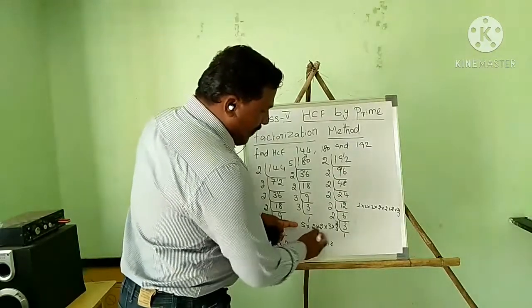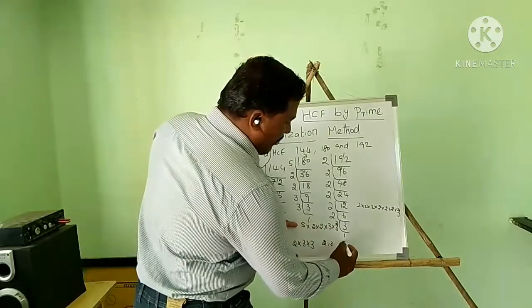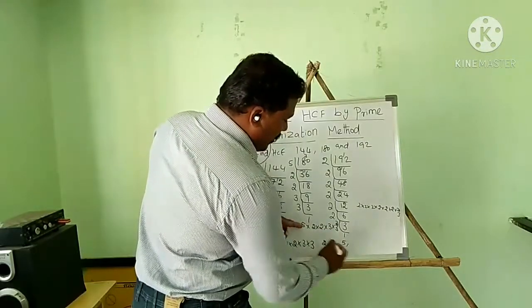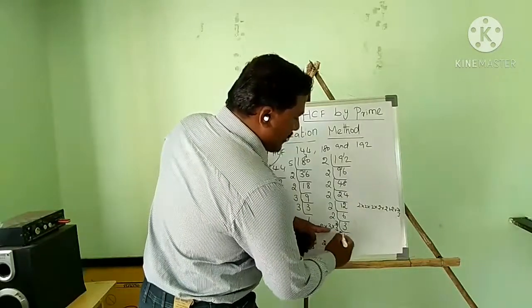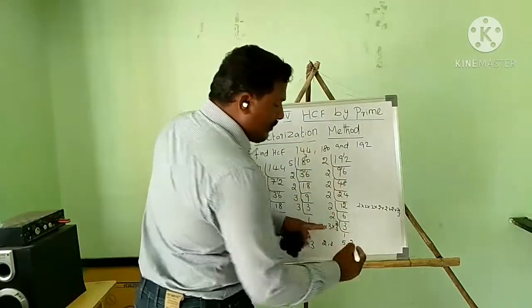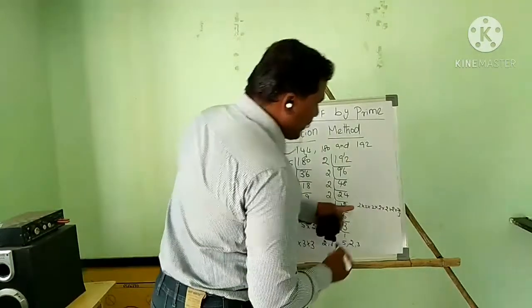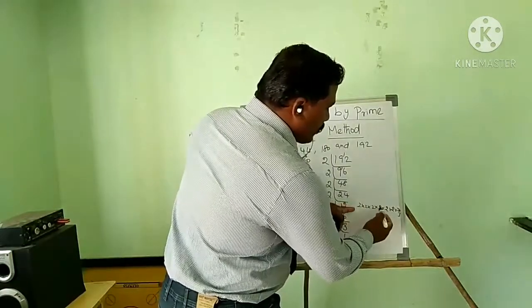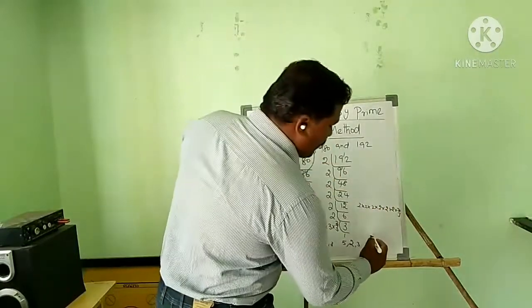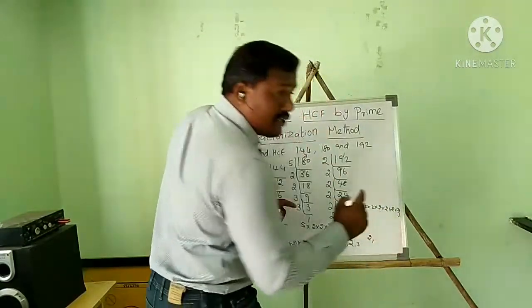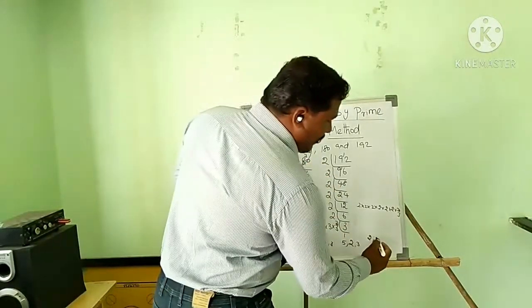Here how many 5s are there? Only 1 5 is there. How many 2s are there? 2 2s are there, but I will take 1. Here how many 3s are there? 2 3s are there, so I will take 1. Okay, here, how many 2s are there? 1, 2, 3, 4, 5, 6. 6 2s are there. I will take 1 2. Okay. Here how many 3s are there? 2 3s are there. So I will take 1.